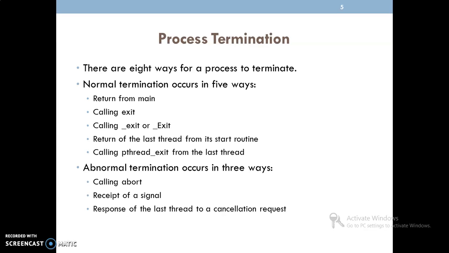Next, receipt of the signal, that is the kill. Response of the last thread to a cancellation request means sometimes a particular thread is executing the program, and suddenly we decide to terminate the thread itself. In that case the corresponding program is also terminated. We only need to keep in mind that normal termination is nothing but everything is perfect, and abnormal termination is nothing but forcefully terminating the program.